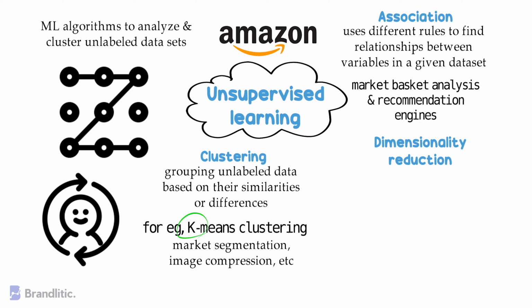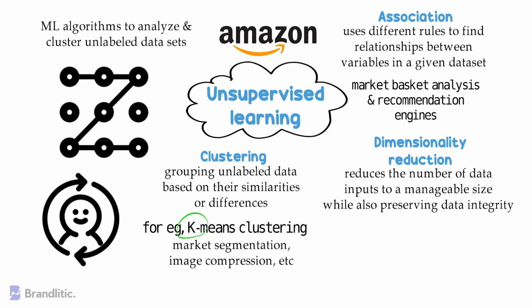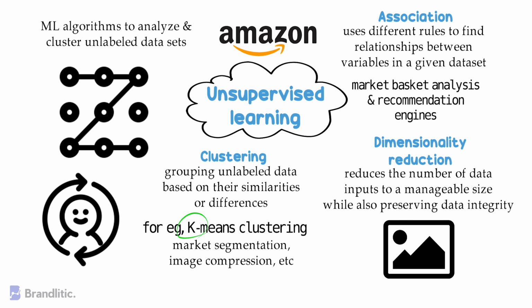Next, dimensionality reduction is a learning technique used when the number of features, aka dimensions, in a given dataset is too high. It reduces the number of data inputs to a manageable size while also preserving the data integrity. For example, very often this technique is used in the pre-processing data stage, such as when autoencoders remove noise from visual data to improve picture quality.